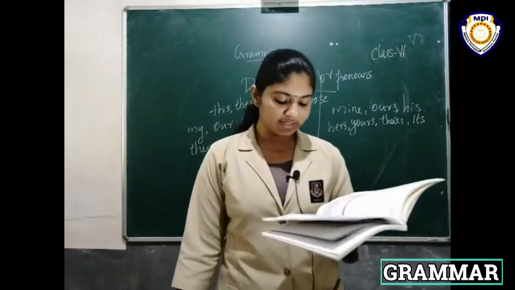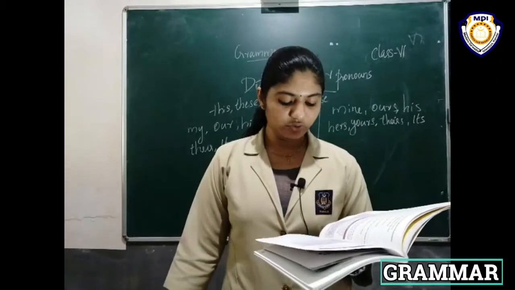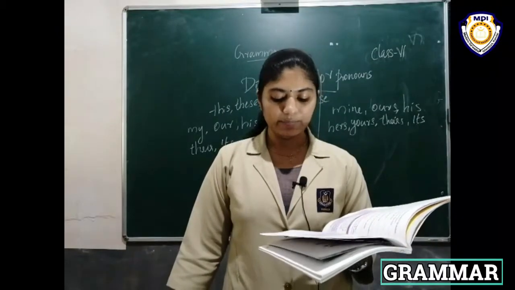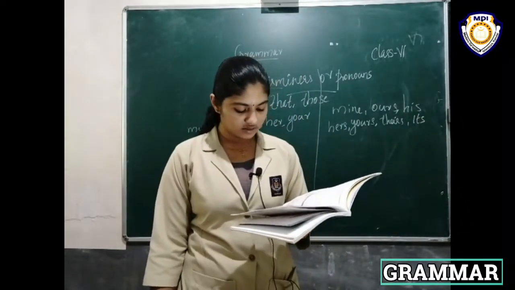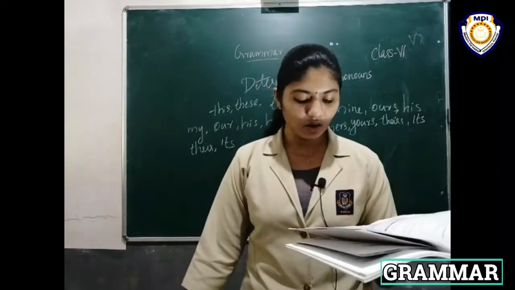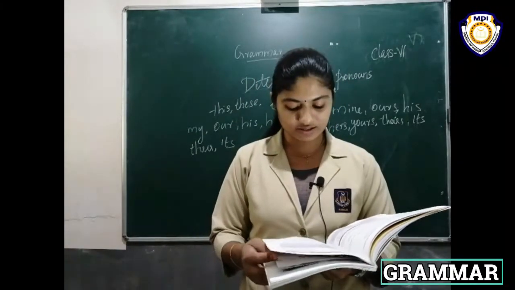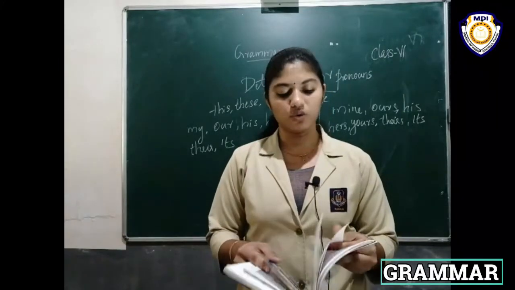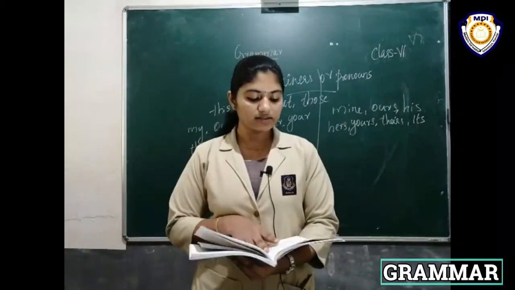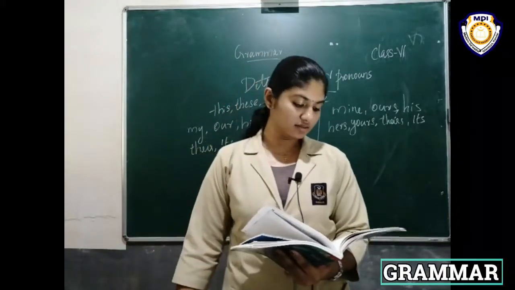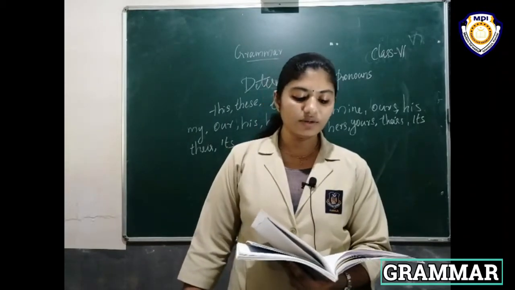Sixth one: few or neither members of the Echo Club were present at the meeting. Few members of the Echo Club were present at the meeting. Then the seventh one: Shayan is looking for his or their bat in the storeroom. Shayan is looking for his bat in the storeroom. Then 8 to 12, find out the correct answers. Next exercise: identify the underlined words as determiners or pronouns.